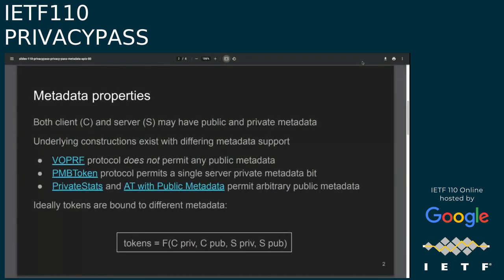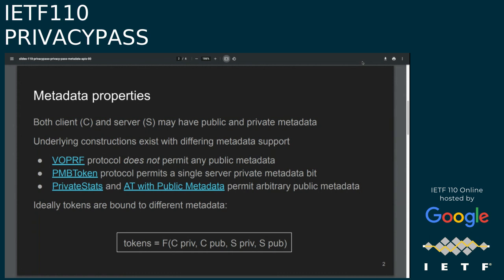Right, so there are different types of metadata. Both the client and server can have metadata, either public or private. The metadata might also be verifiable or non-verifiable, depending on what type of data it is. The existing cryptographic primitives that we have allow, to some degree, different types of metadata. For example, the VOPRF instruction that Privacy Pass is currently built on does not allow any public metadata from the client or server, with the exception of using per-metadata-bit private keys, but that doesn't scale well.